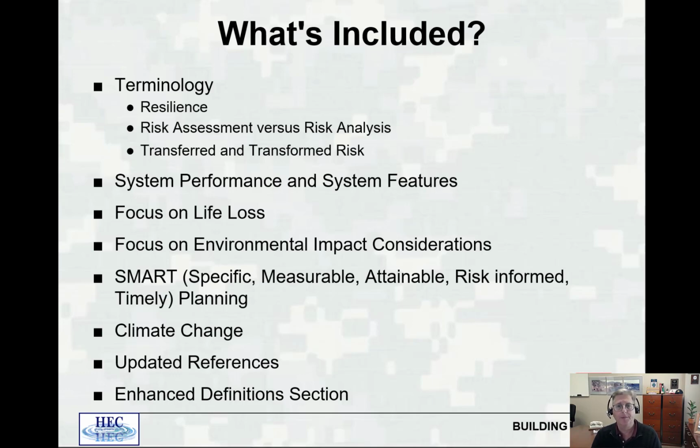And then also transferred versus transformed risk, where transferred risk means you move risk from one area to another, and transformed risk means that a new risk forms as a result of mitigating a risk. We talk about system performance and system features.